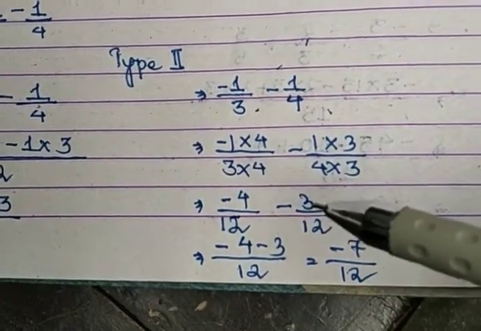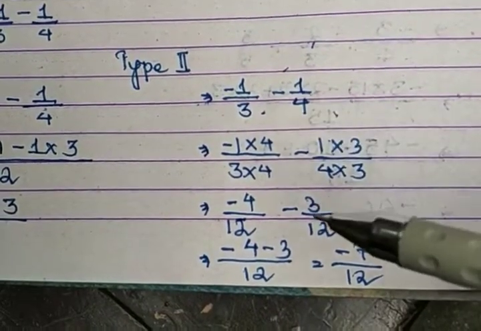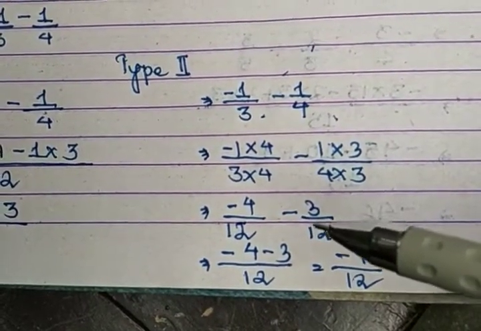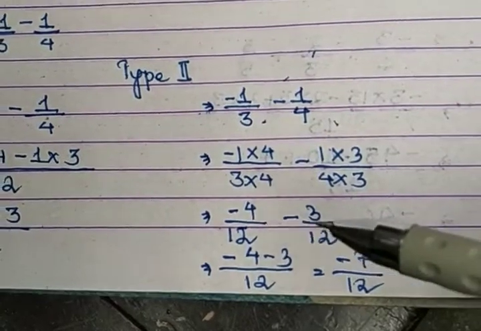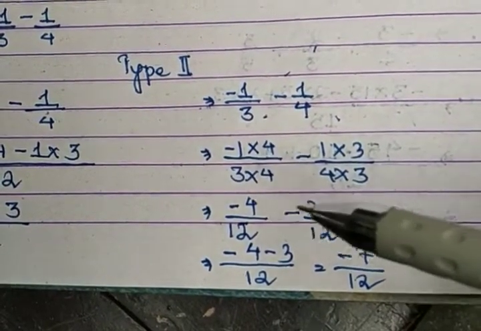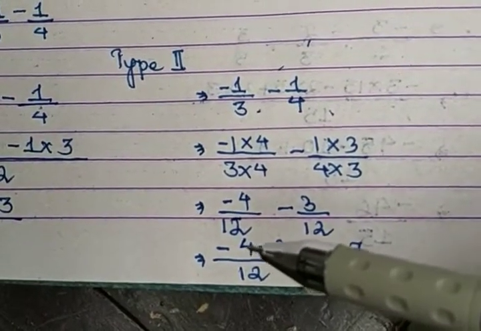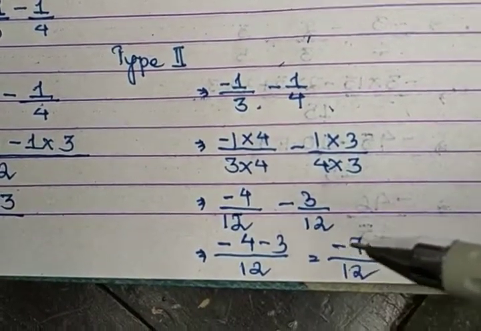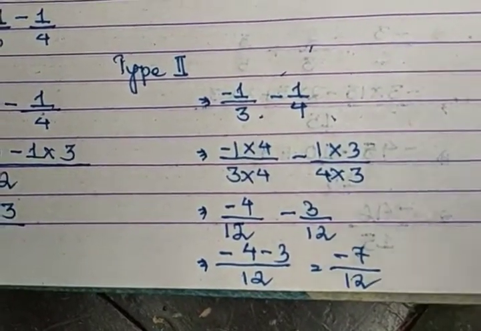Now, from this step to this step, I got two like fractions. So what happens with like fractions? We can directly operate on the numerators. So here we have in the numerator minus 4 and minus 3. So our answer is minus 7 divided by 12. This is our type 2.